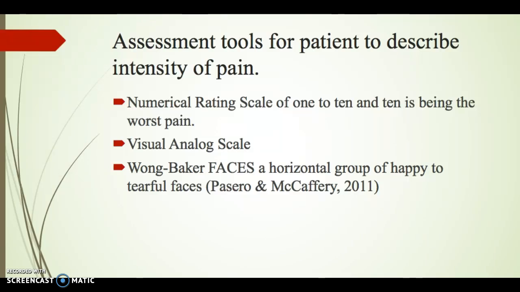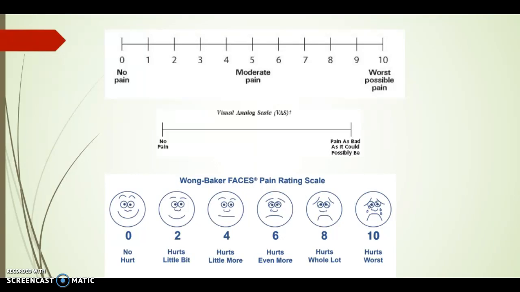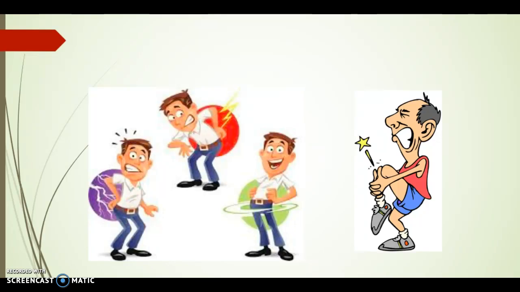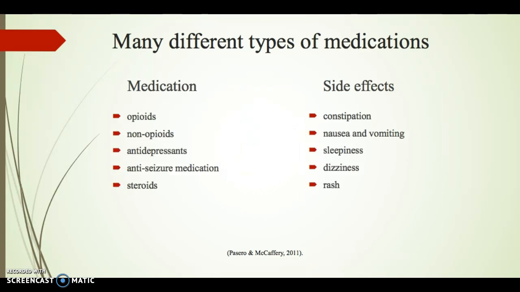The organization uses three types of assessment tools for a patient to describe the intensity of pain: numeric rating scales, visual analog scales, and the Wong-Baker FACES pain rating scale. Pain has many faces, which can be electric, sharp, and can come and go, and patients have many different types of pain. There are also many different types of medication: opioids, non-opioids, antidepressants, anesthesias, and steroids.